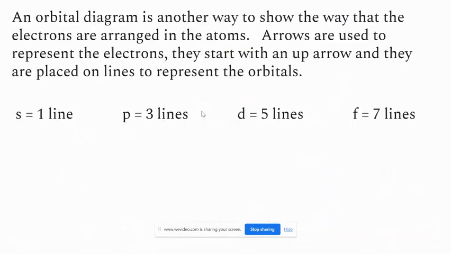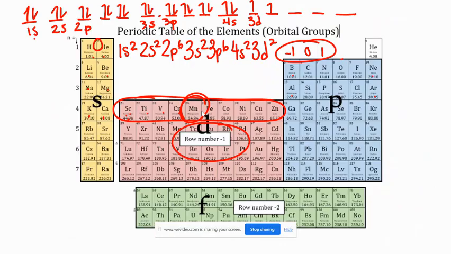This is 4s1. If I'm in the S block, am I in the period that I'm told that I'm in? Yes. So 4s1 is potassium.